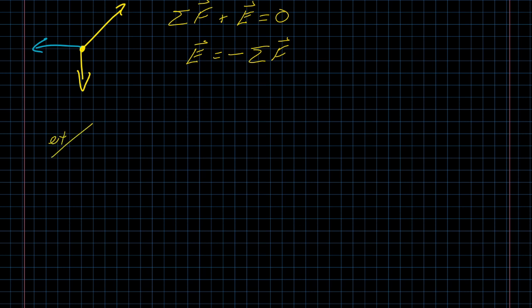So let's take a look at a particular example. Let's say I have a force that is 1.35 newtons at 42 degrees. And I have a second force, which is 2.13 newtons at 133 degrees.